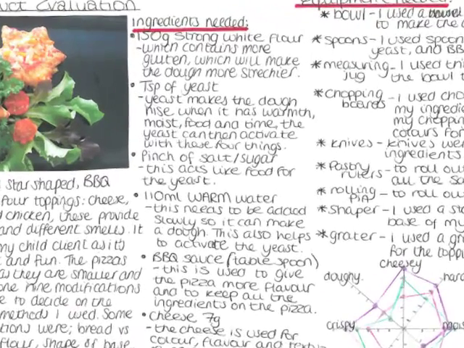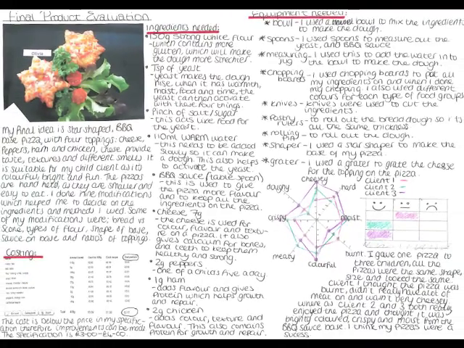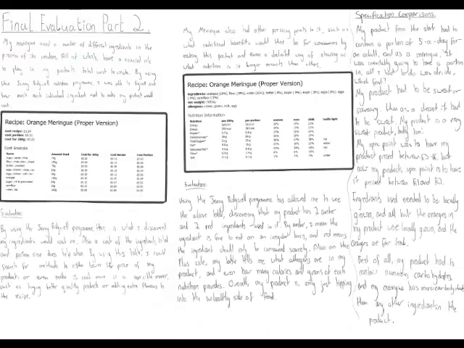The functions of ingredients on this page is very clearly written, and they've used key terms which shows their knowledge. For example, with the strong white flour, they've commented that it contains more gluten, which will make the dough stretchier. And then with the yeast, they've included that that would make the dough rise when it has warmth, moisture, food and time. So as well as putting the ingredients and the function, they are showing their knowledge, which is very good.